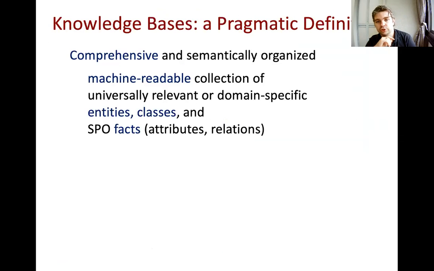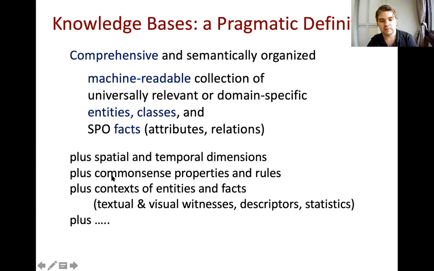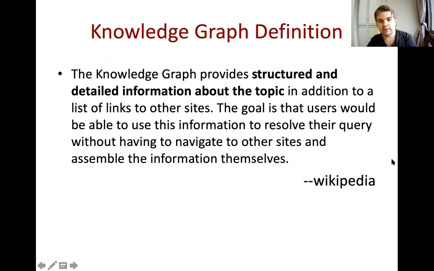A pragmatic definition of a knowledge graph can be that it is a comprehensive and semantically organized machine-readable collection of relevant data. This data is usually also domain-specific in terms of entities, classes, and facts, like attributes and relationships and types of relationships we just said before, plus some spatial data, plus some common sense properties and rules, context and entities, facts, and many other things depending on the particular knowledge graph.